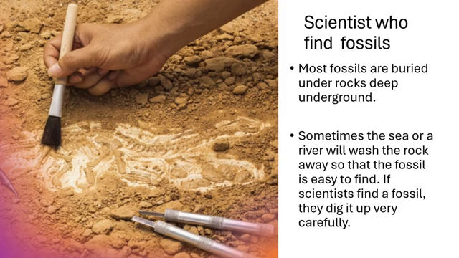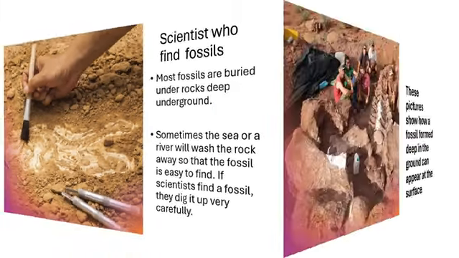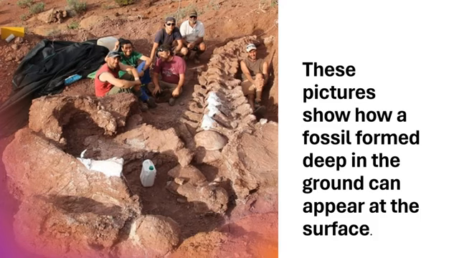Scientists who find fossils. Most fossils are buried under rocks deep underground. Sometimes the sea or a river will wash the rock away so that the fossil is easy to find. If scientists find a fossil, they dig it up very carefully. These pictures show how a fossil formed deep in the ground can appear at the surface.